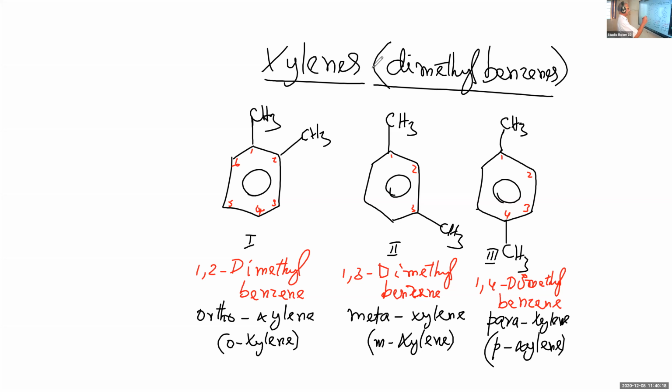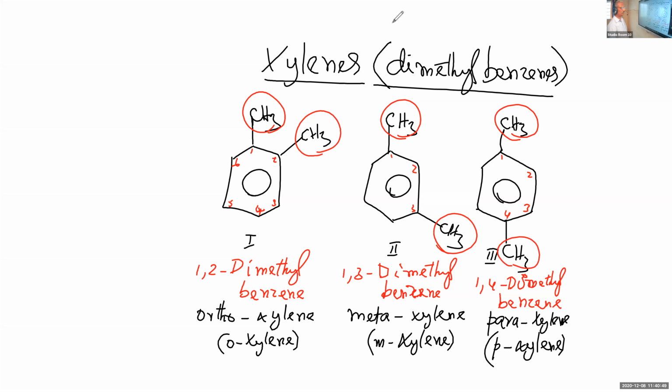The methyl group is called a side chain. The benzene ring is the nucleus of the compound, and the other carbon groups are called side chains. So the positions of the side chains are different.